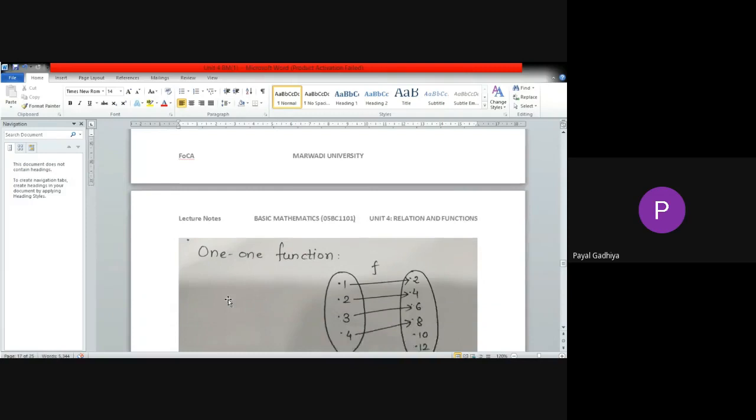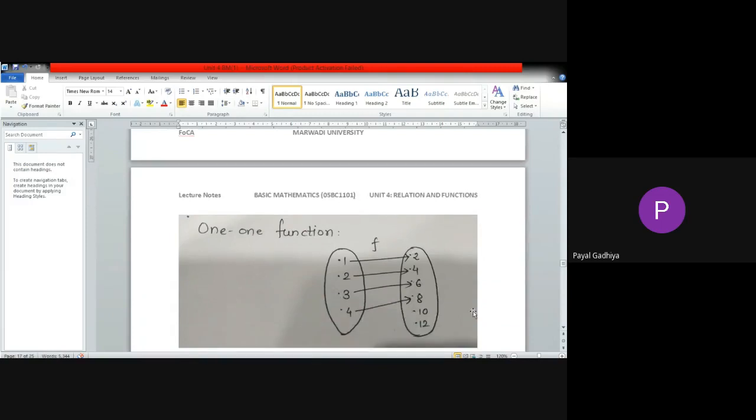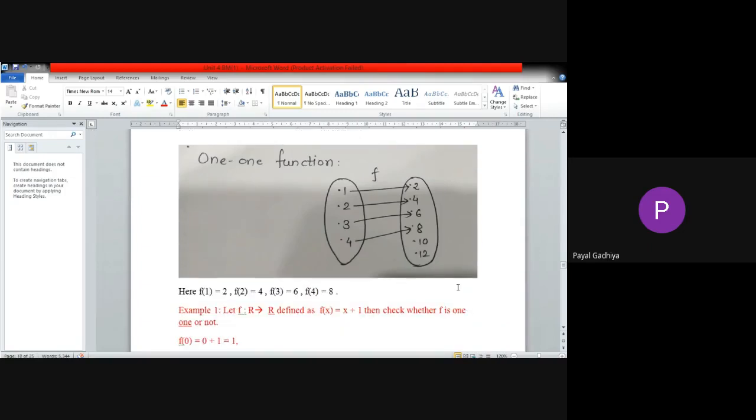This is called a one-one function. Every element has a unique image. Every pre-image has a unique image. Okay, check whether this function is one-one or not: f(x) = x + 1.